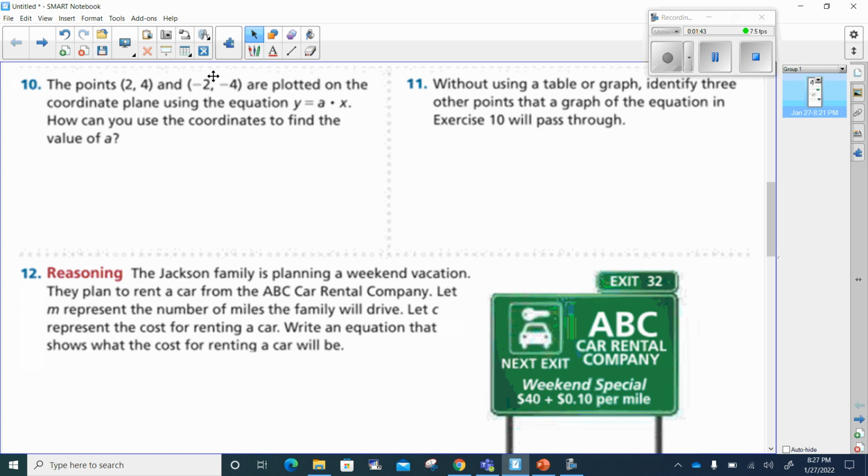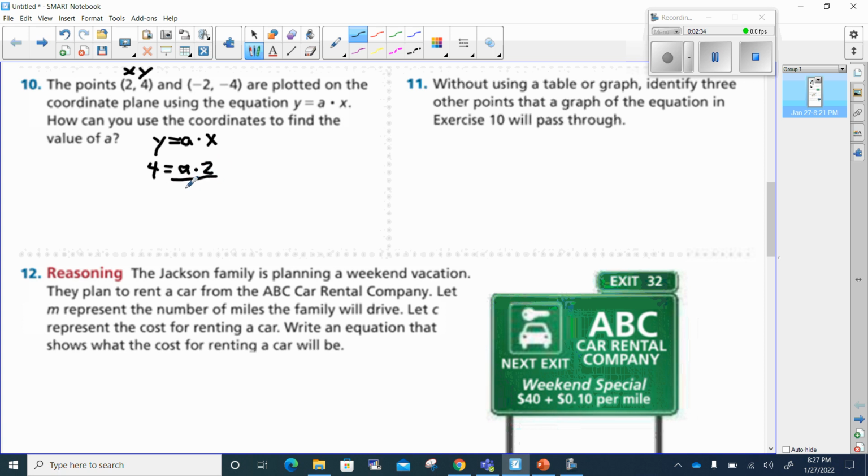The points (2, 4) and (-2, -4) are plotted on the coordinate plane using the equation y equals a times x. How can you use the coordinates to find the value of a? Well, let's look at this. We have y equals a times x. We know that each one of these coordinates is written as x and y. And so that tells me I can plot this as when y is 4, it equals a times 2.